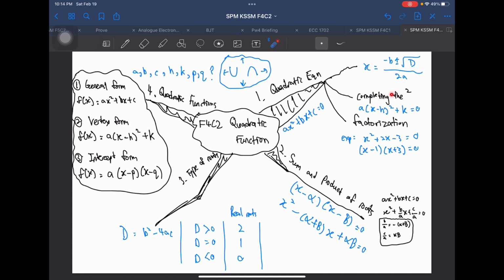The third method is factorization. The concept of factorization is actually very simple, but since I found out that it's not included in the textbook, maybe I will make a special video about it in the future. So this is an example of it.